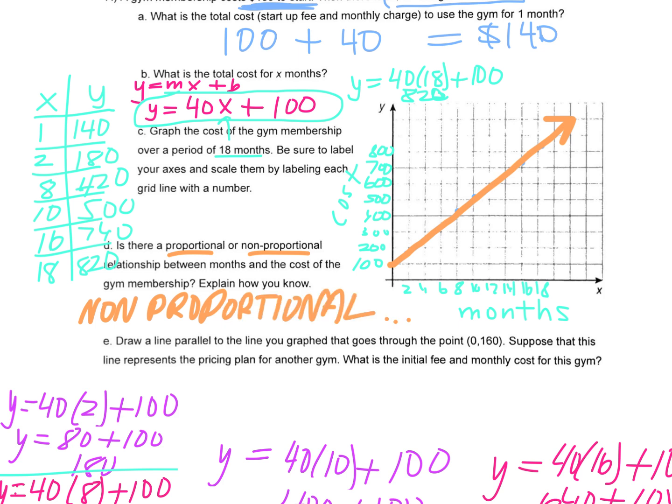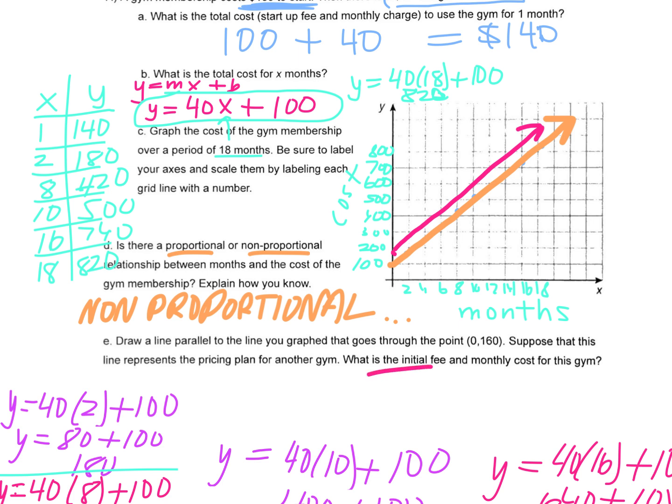And then for part E, you're going to draw a line that's parallel to it that goes through the point of 0, 160. So we're going to start at 0, 160. So here. And then it would have to have the same slope because it's going to have the same membership rate. Okay, so that means it would run parallel to this, but start at 160.